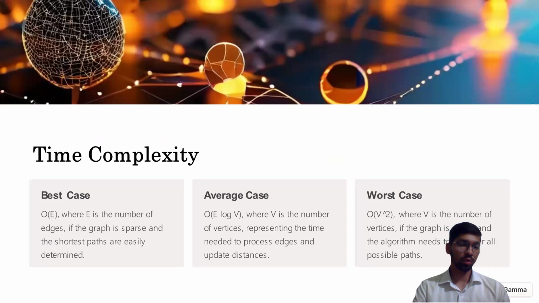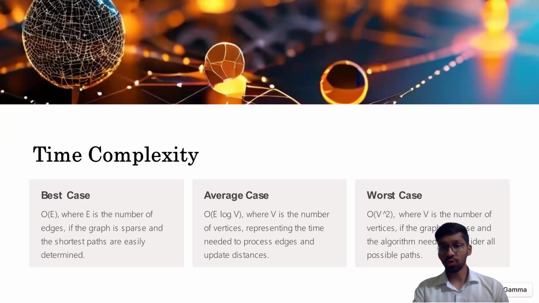Then complexity. The best case for time complexity is O of E, where E is the number of edges. This case comes when we find the shortest point at the first point or second point only. That is the best case. Then the average case is O of E log V, where V is the number of vertices, representing time needed to process edges and update distances.